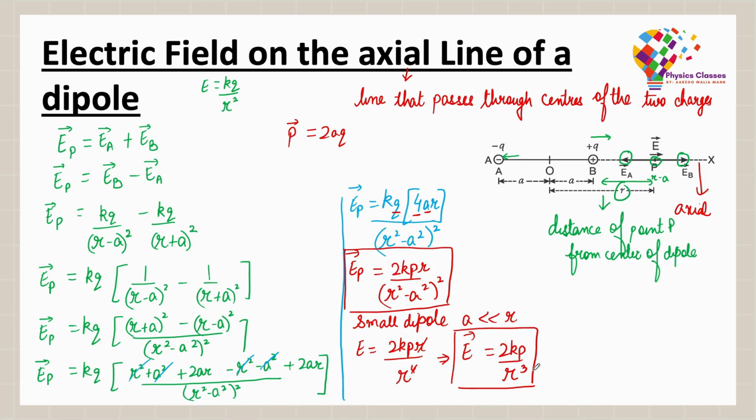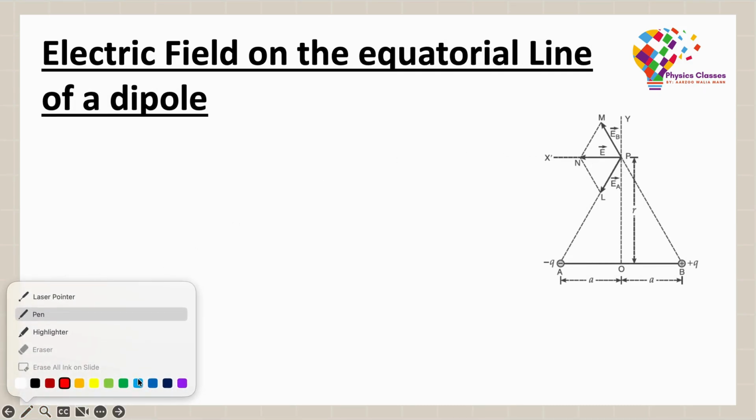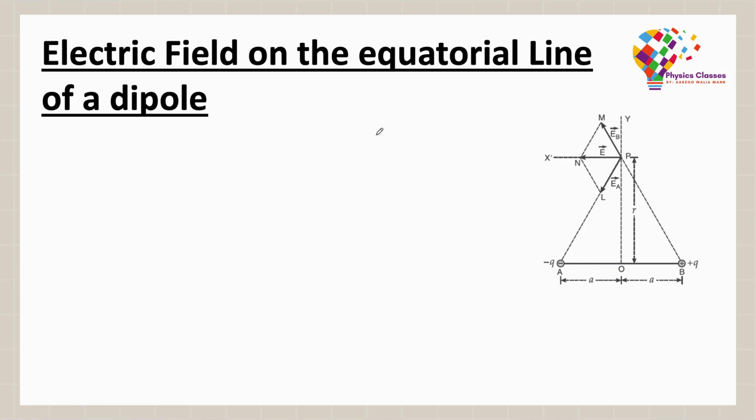Here the direction of the electric field is from the negative to the positive, which is the same as that of the dipole moment. The electric field and the dipole moment have the same direction. So the E axial is 2KP by R cube. I hope you understood this derivation. In case you have any questions regarding this derivation or any suggestions for me, please feel free to write in the comment box. Now moving further, let us talk about the electric field on the equatorial line of a dipole.